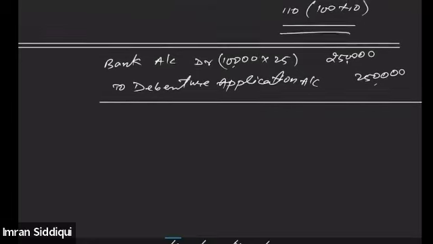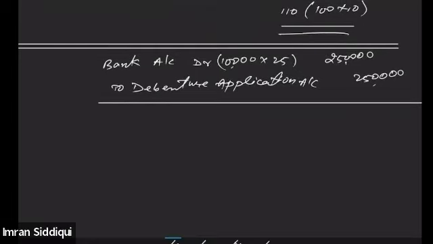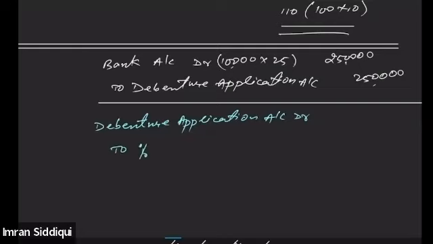Now for the transfer of application money to the debenture account, the journal entry will be debenture application account debit to debenture account. The percentage of debenture is not given this time. Usually the percentage of debenture will be there in the question. Anyway, I'm just writing percentage of debenture account, debit to security premium reserve account.